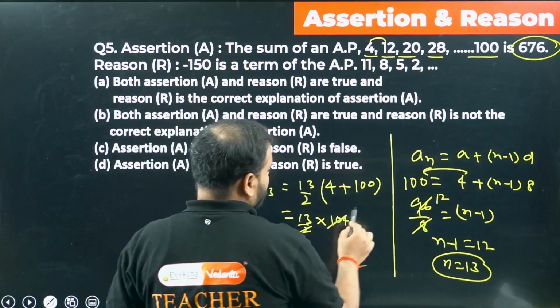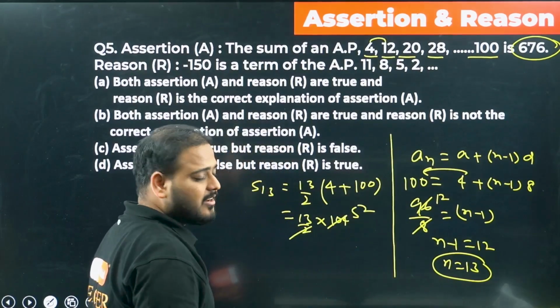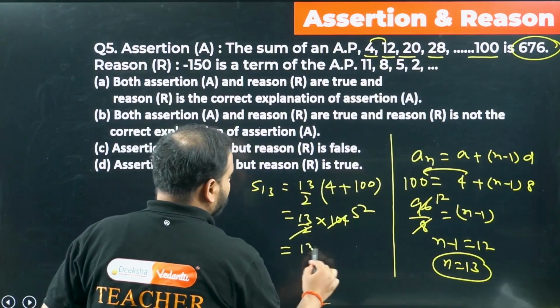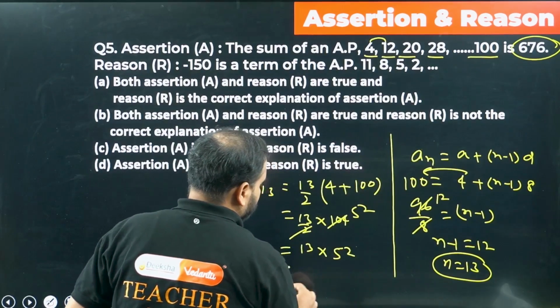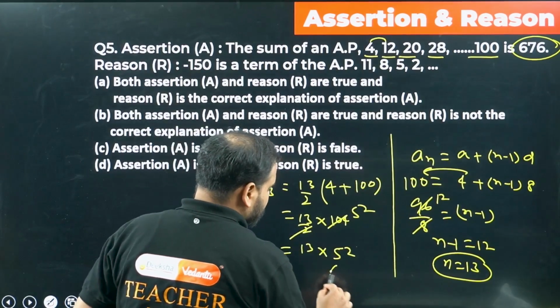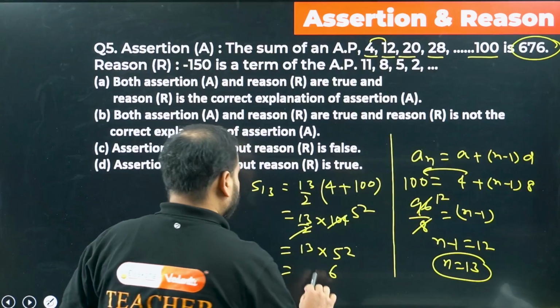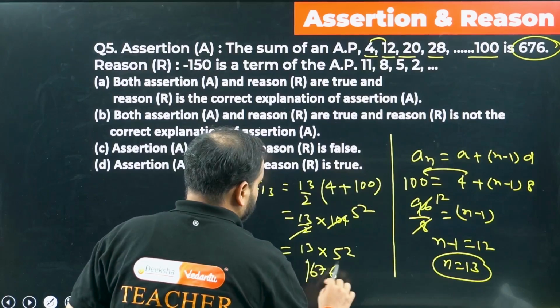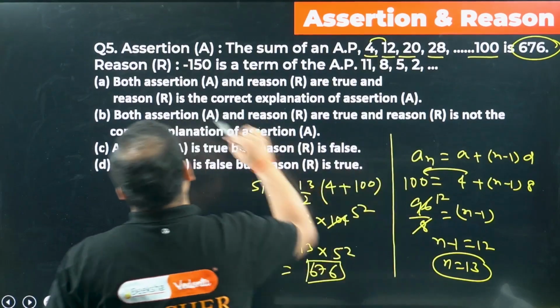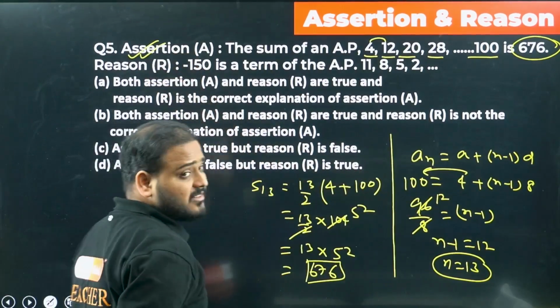Cancel this. 52, right? 2 5s are 10 and 2 2s are 4. So I have 13 into 52. Please check. 13 2s are 26, so 6 is here, 2 is carry. 13 5s are 65 plus 2, 67. Is it the same thing? Yes, it is the same thing. Means the assertion is right. Check the reason now.